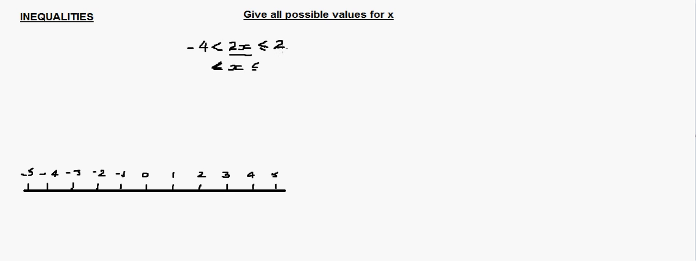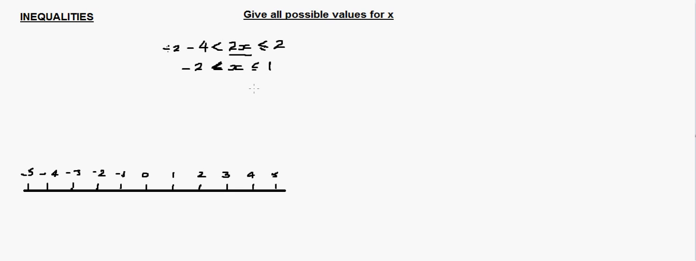Okay, so -4, so we divide this by 2. Okay, would give us -2, and 2 divided by 2 would give us 1.